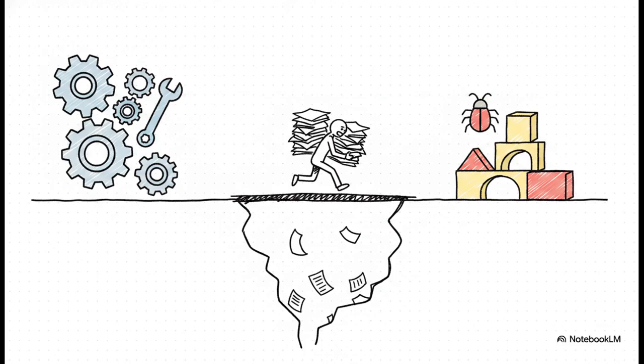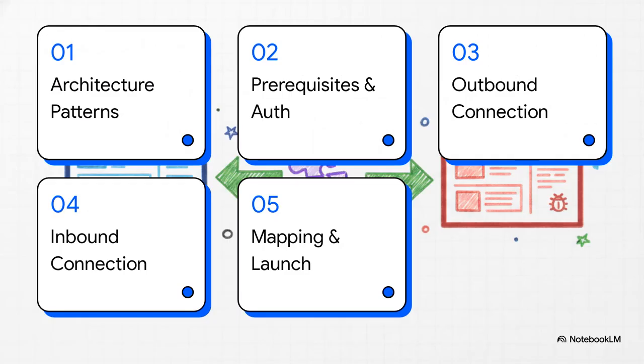Relying on manual copy-pasting between your ITSM teams and engineering isn't just a major headache. It's literally a massive source of data lag and human error. We need these systems talking to each other directly. So here's our architectural roadmap. 1. Architecture patterns. 2. Prerequisites and auth. 3. Outbound from ServiceNow to Jira. 4. Inbound back to ServiceNow. And 5. Mapping and launch. It might sound complex, but I promise you we're going to build it in a highly modular way.